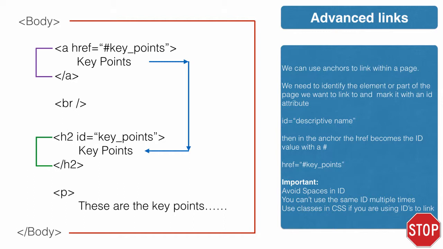We can also use our anchor to link within a page. First thing we have to do is identify the part we want to link to. In this case I've gone to a heading 2 and I've called it ID equals key points. In my anchor I go anchor href equals hashtag key points, close off the speech marks, close off the tag. That's now going to link within the page to the part that has been identified as key points. This is very useful when you might have a large amount of content in one page that you need to navigate to.